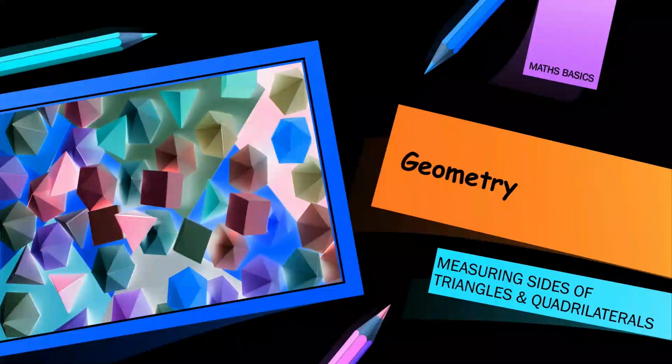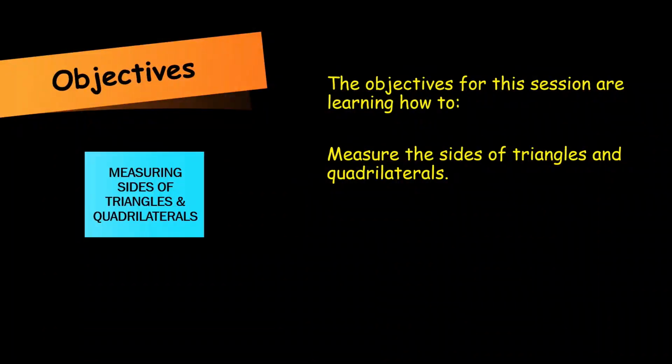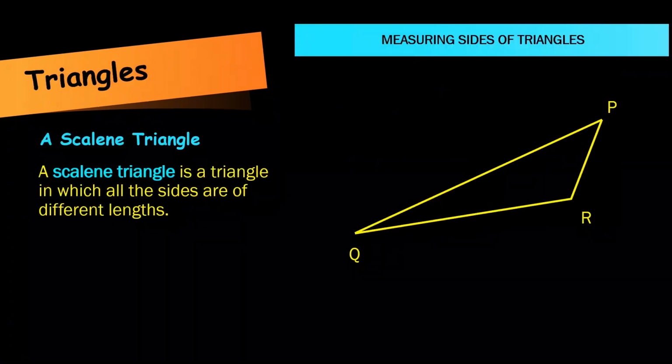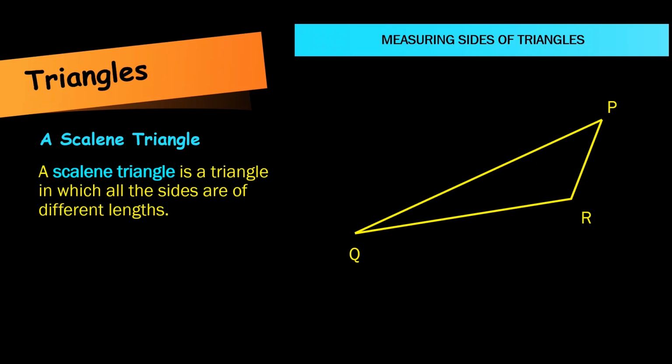Welcome to the session on geometry, measuring sides of triangles and quadrilaterals. The objectives for this session are learning how to measure the sides of triangles and quadrilaterals. A scalene triangle is a triangle in which all the sides are of different lengths, as shown in this example or picture here.